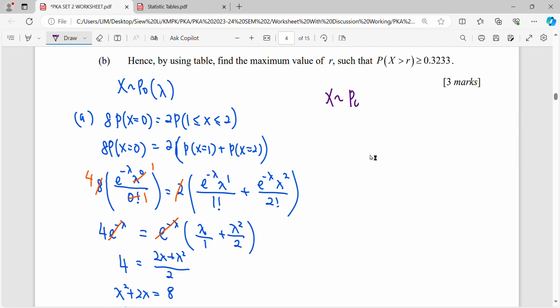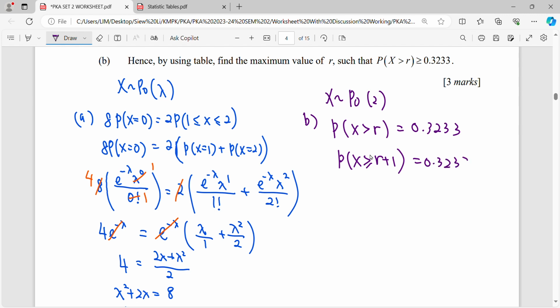X is distributed Poisson 2. Find your maximum value of r such that P(X more than r) is equal to 0.3233. If we want to read the table, we read more than or equal to r plus 1. Why r plus 1? For example, if you have a value more than 2, how do we read the table? We cannot read more than 2. We need to read more than or equal to the next number, which starts from 3.